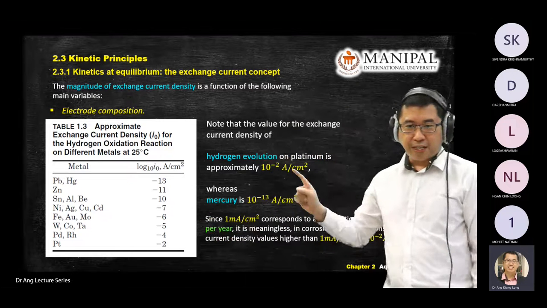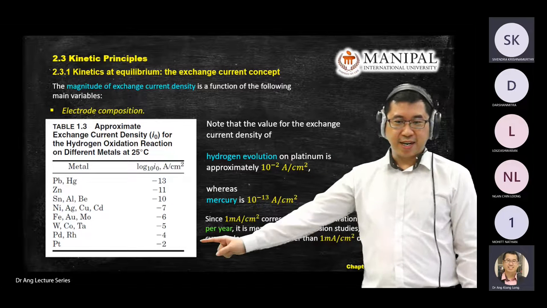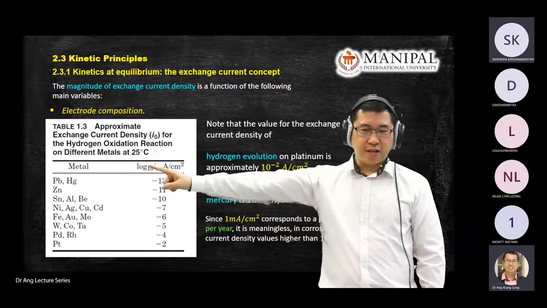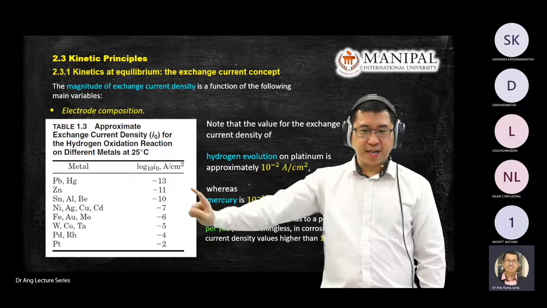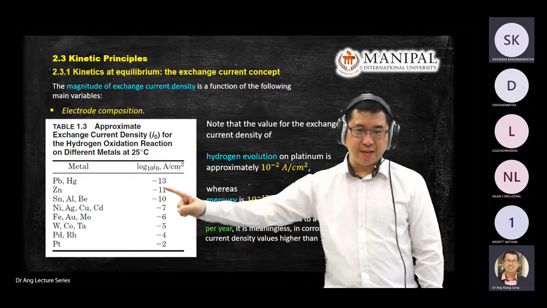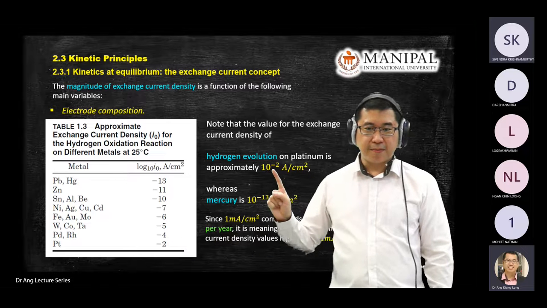So for platinum on this table, the value is minus 2, right? Correct. What does this number on this table mean? Log 10 minus 2, right? Your I is this number. So log 10 minus 2, what does it mean? It means 10 power negative 2.